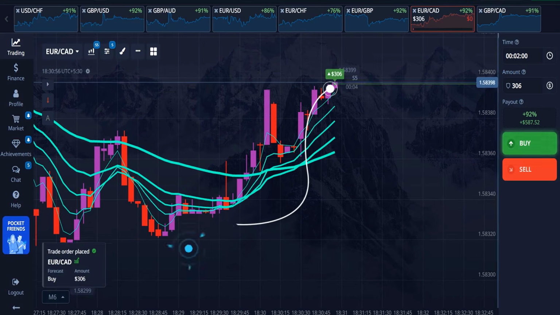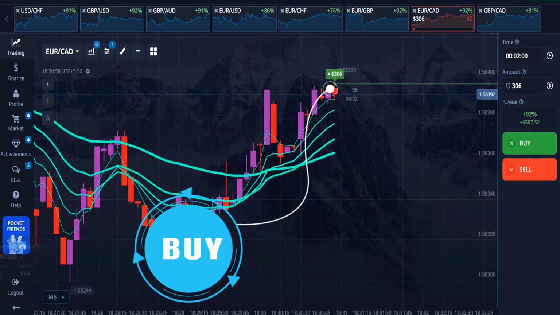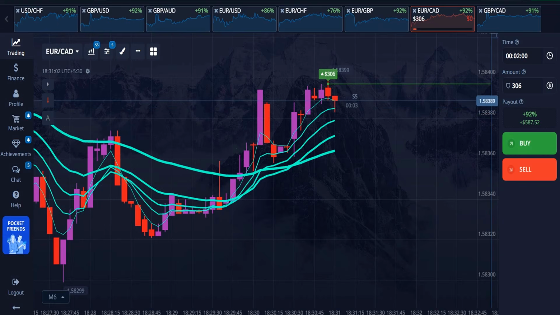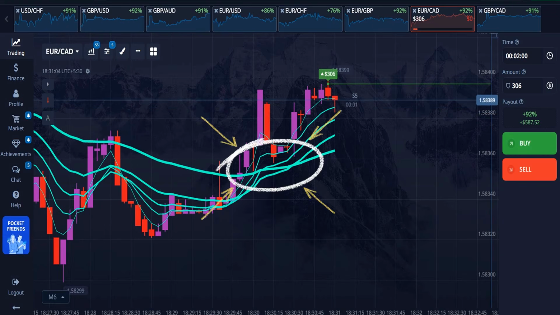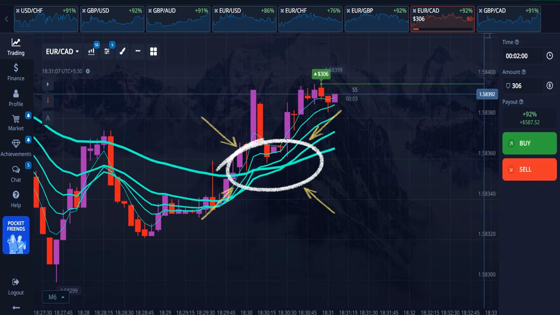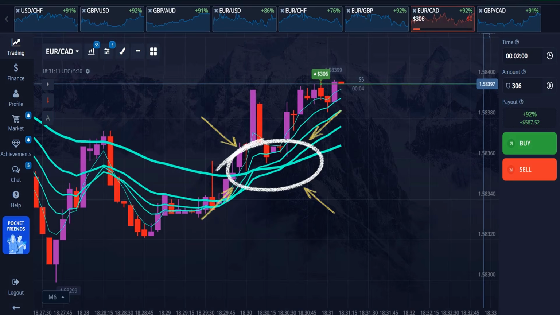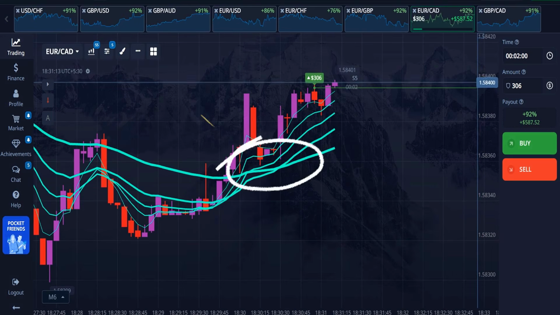Now let's jump into our third trade, and it's another buy setup using the 5 EMA crossover strategy. Watch closely. All 5 EMAs have just crossed and are now stacked beautifully in a perfect bullish alignment. EMA 4 at the top, followed by 8, 13, 21, and 50 at the bottom.